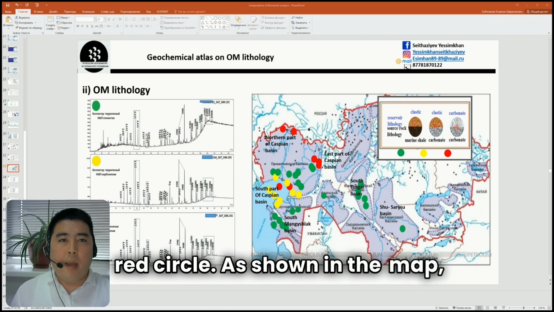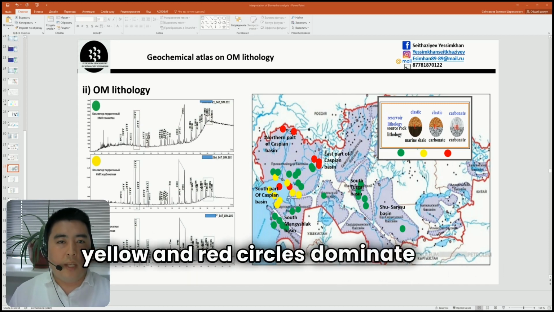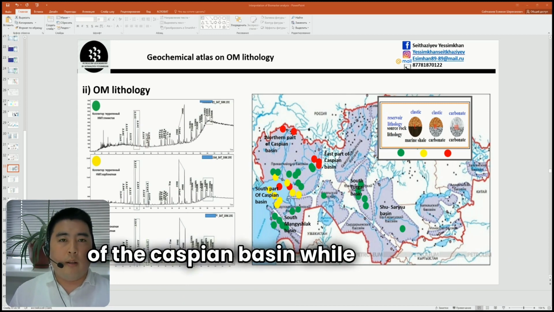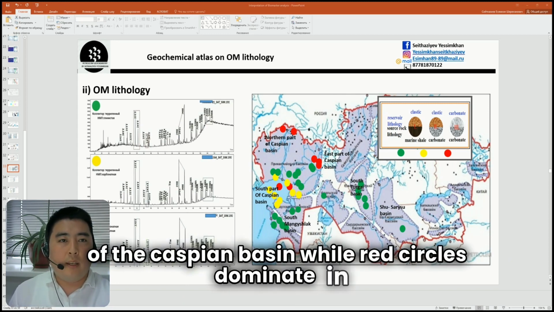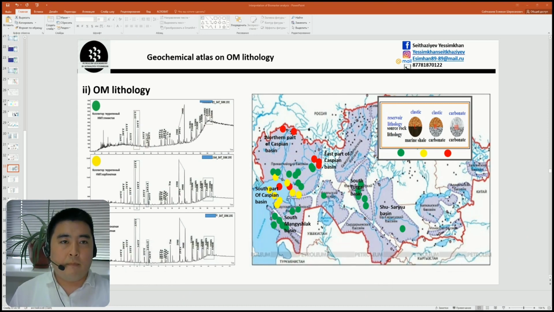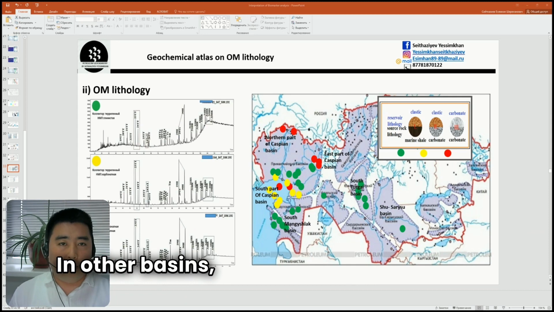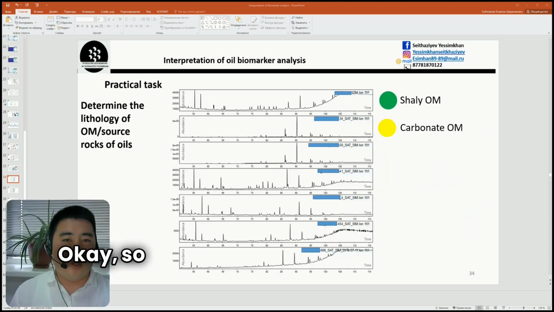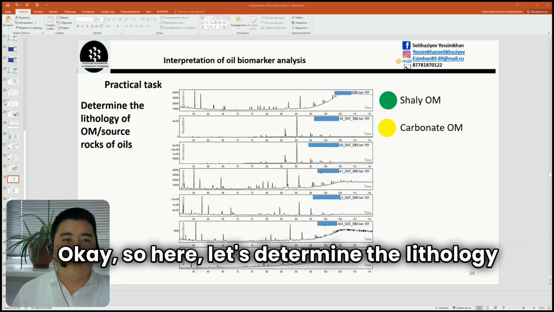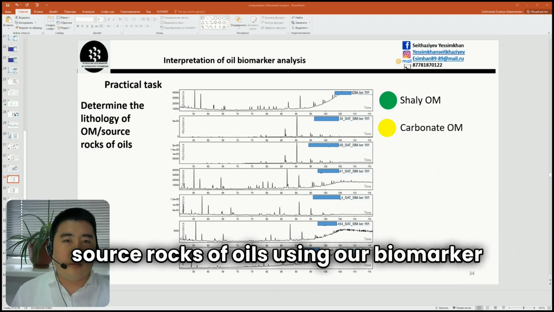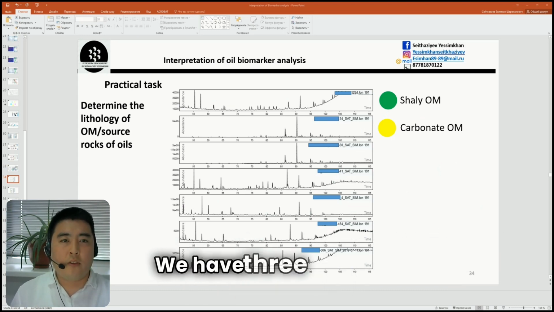As shown in the map, yellow and red circles dominate in the southern part of the Caspian Basin, while red circles dominate in the northern and the eastern parts of the Caspian Basin. In other basins, green circles predominate. Okay, so here let's determine the lithology of the source rocks of oils using our biomarker parameters. You have 3 minutes.